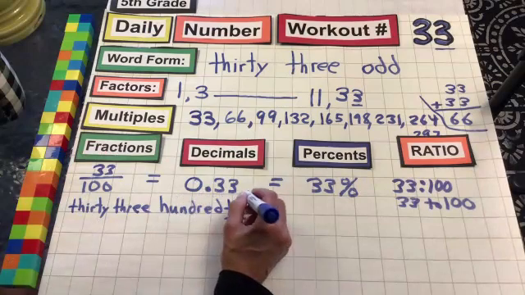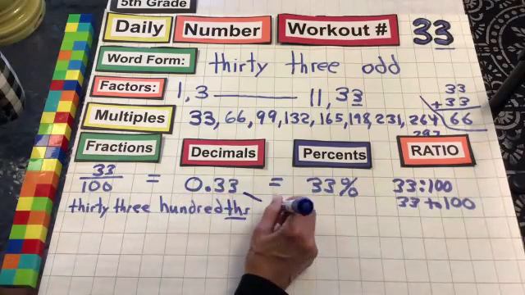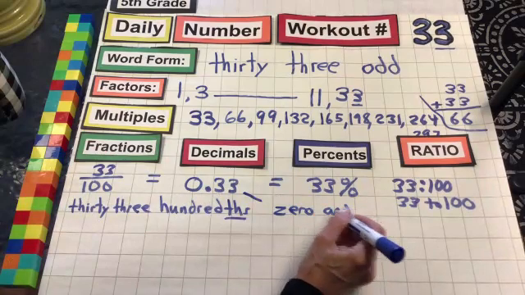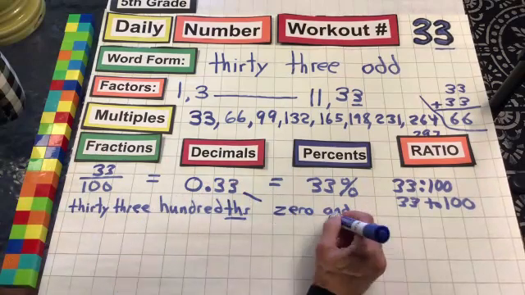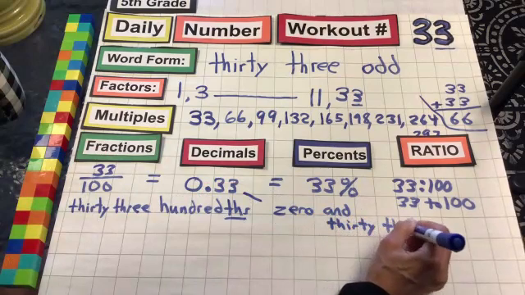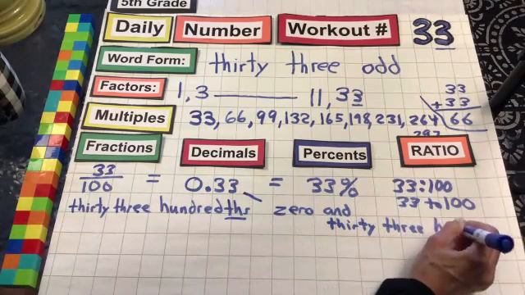And then if we were to do the decimal form, it would be 0 and the word and represents our decimal and 33 hundredths.